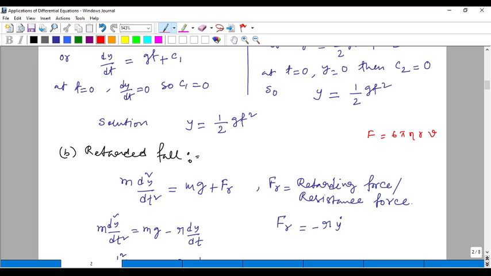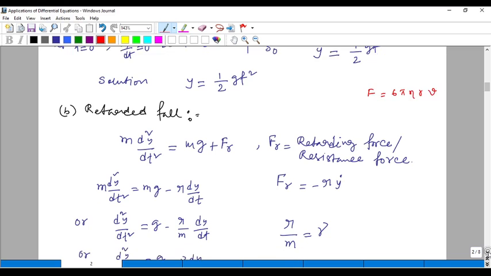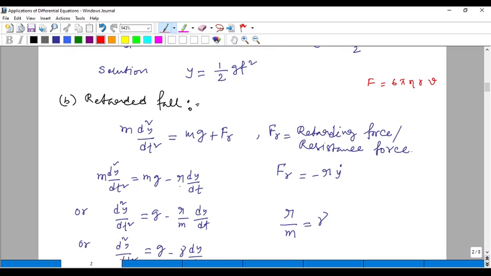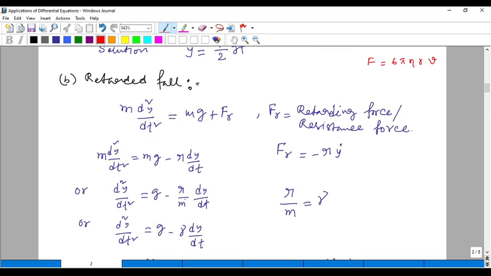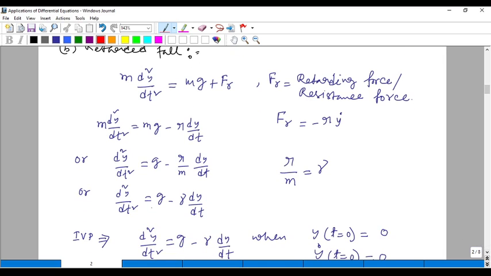And if the speed increases, then this resistance force increases, that is, it resists more. So that is why there is this minus sign here. Now we get this differential equation m d2y by dt2 equal to mg minus r dy dt, and dividing both sides by the mass, we get d2y by dt2 is equal to g minus r by m dy dt. Here this r by m is written in terms of another constant gamma. So the differential equation is this.